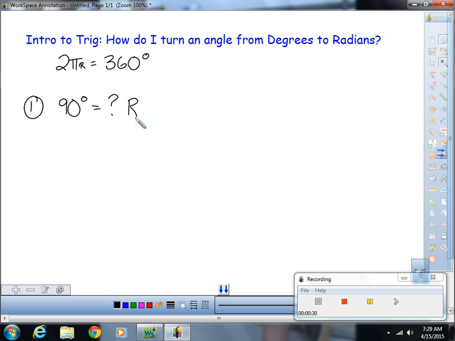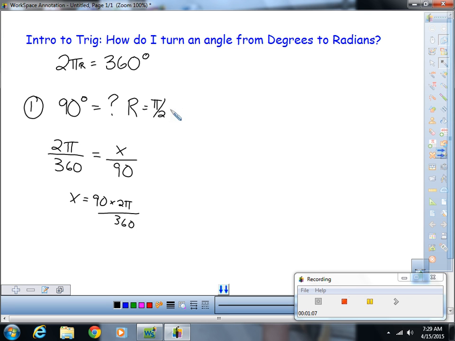Okay, well, at first, you should just use a proportion. So you say 2 pi is to 360, like x, the amount of radians that we want, is to 90. And now to solve for x, we don't want to multiply by pi. Whenever we can, we want to leave radians in terms of pi. So you just do x is equal to 90 times 2 pi divided by 360, and indeed you get pi over 2 radians. Okay, so 90 degrees is pi over 2 radians.